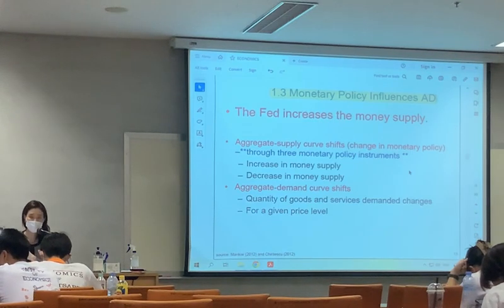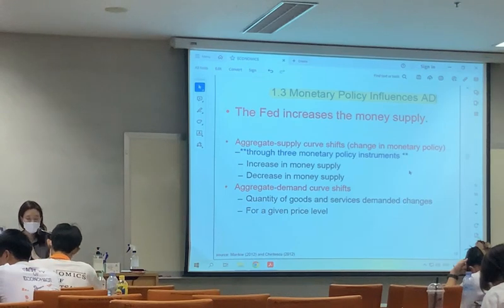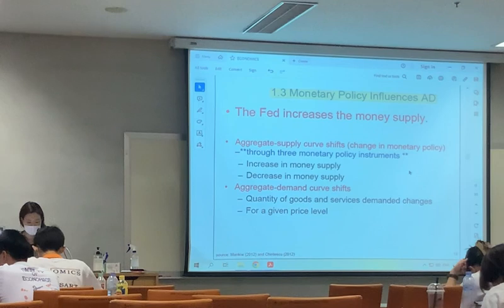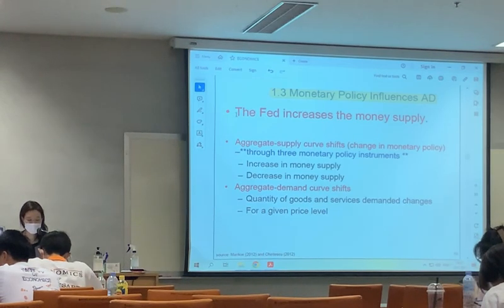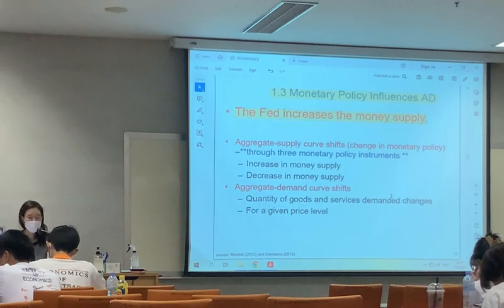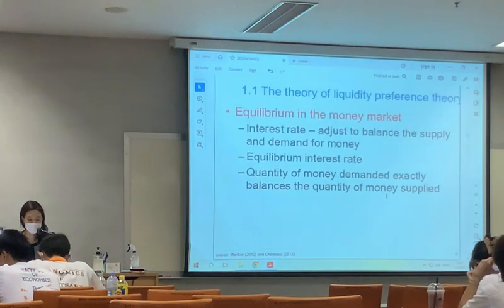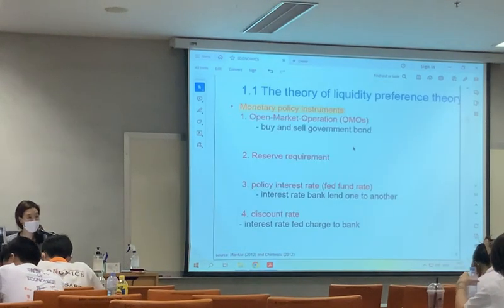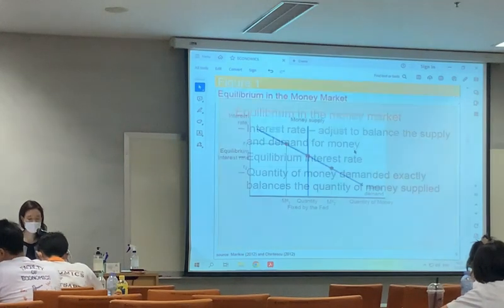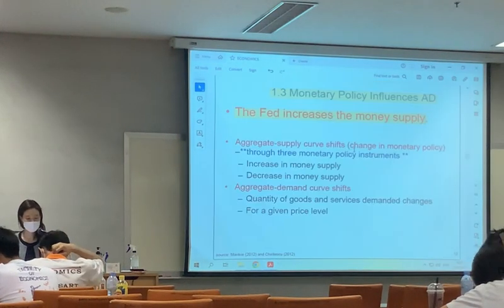Which is the material in the last chapter. Now we can analyze the effects of monetary policies on AD. The effects here can happen when the central bank changes the money supply. The central bank can change money supply through the monetary policy tools that you just learned before, okay? So when the central bank changes any of these tools, it can make the money supply shift.